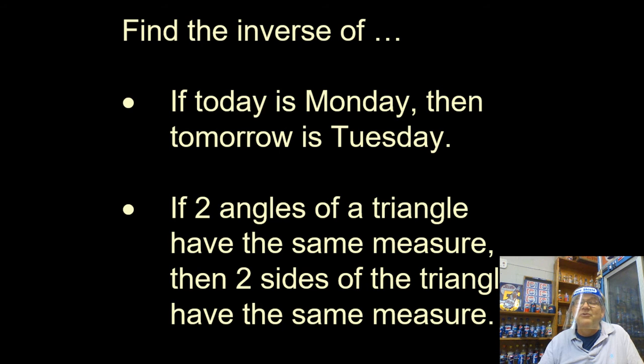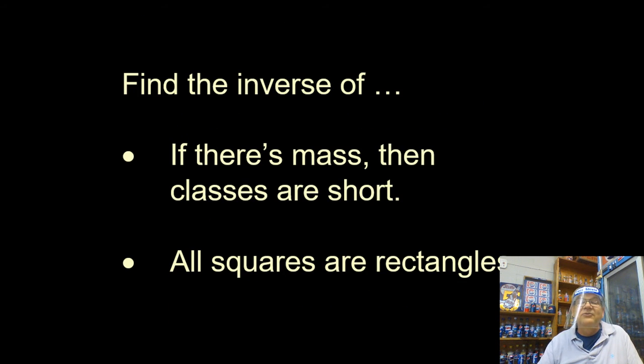Sometimes I've had people say something like, if two angles have different measure, then the sides have different measure, which is just a different way of saying the exact same thing. The point is not the angles, not the sides. And you keep that order on it. So how about this one? If there's mass, then classes are short. What would be the inverse of that? Yeah. If there's no mass, then the classes aren't short.